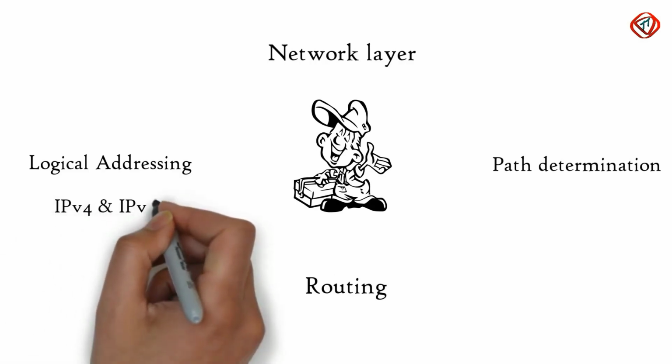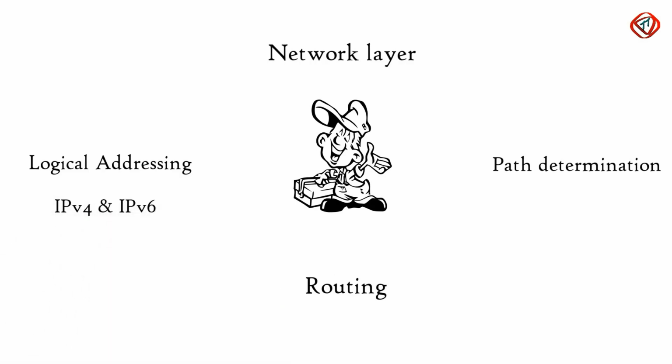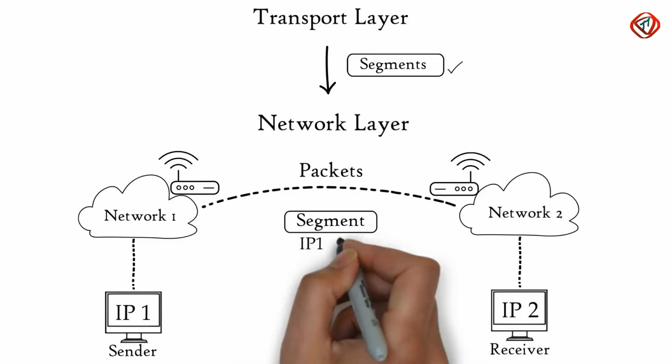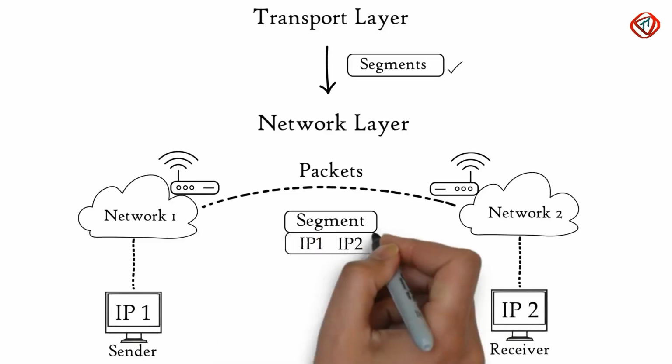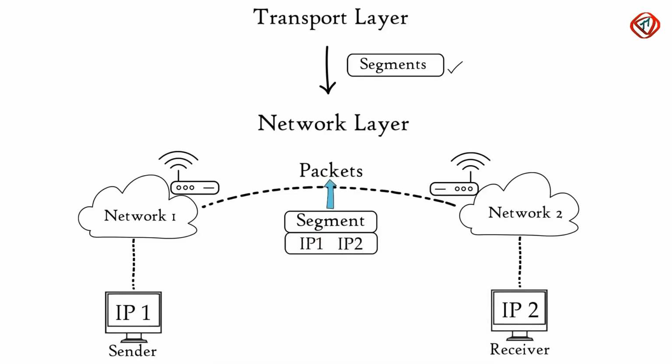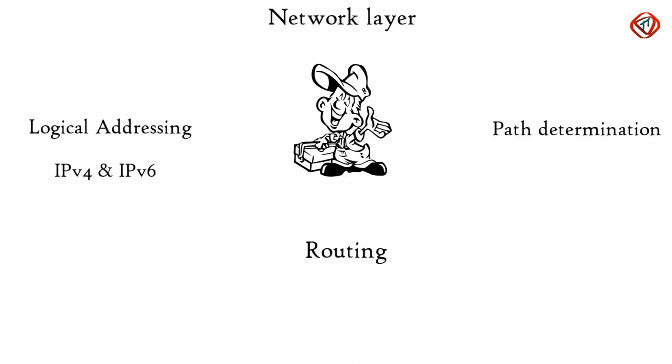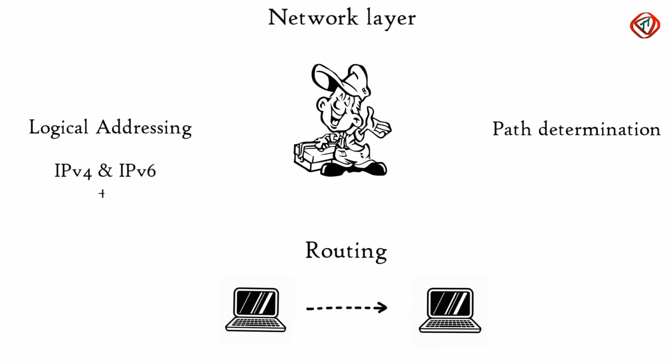IP addressing done in network layer is called logical addressing. Every computer in a network has a unique IP address. Network layer assigns sender and receiver's IP address to each segment to form an IP packet. IP addresses are assigned to ensure that each data packet can reach the correct destination. Routing is a method of moving a data packet from source to destination, and it is based on the logical address format of IPv4 or IPv6.